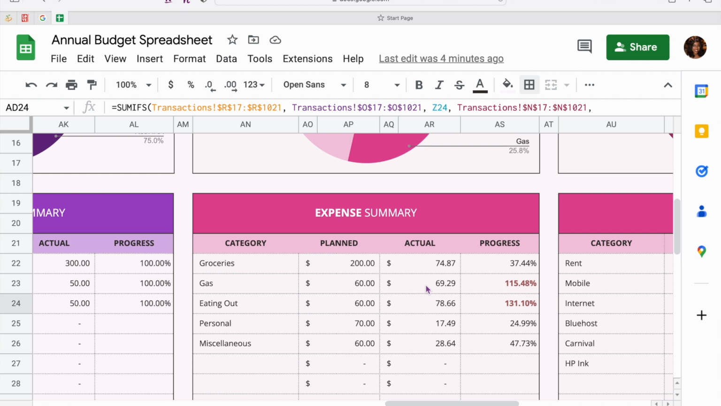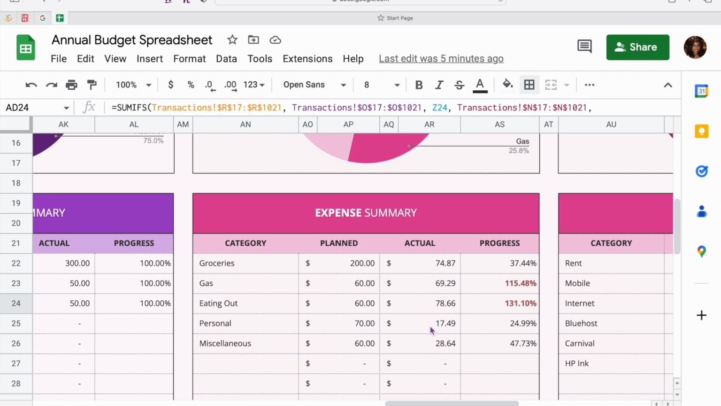Gas, on the other hand, I did spend $69.29 out of the $60 that I budgeted. So I was over by $9.29, and that was because I had to go out of town. If I didn't have to go out of town, then I would have stayed under budget for that category. For eating out, I spent $78.66 when I only budgeted $60. Again, that's because I went out of town.